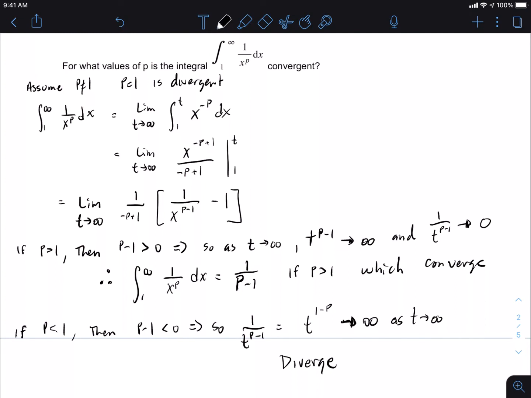So what do we know about this thing? It's a rule that we're going to have, and I want to write it down for you. If you're taking the integral from 1 to infinity with the exponent p being greater than 1, we know it's going to converge. When p is less than or equal to 1, we know we're going to diverge. Okay? So here's the rule.